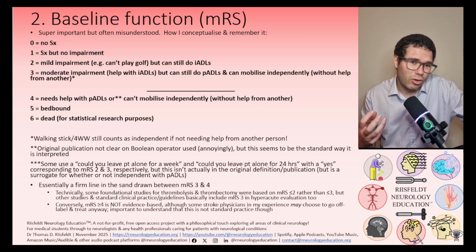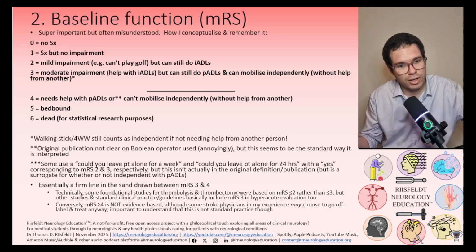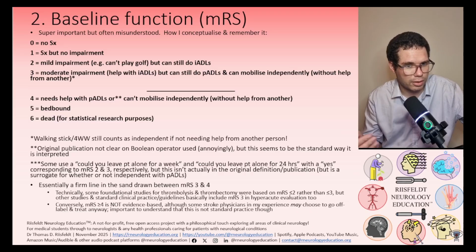I find it confusing to some extent. I don't think it really helps that much. But really what this is getting at is: is the patient able to do instrumental activities of daily living, and are they able to do personal activities of daily living? So if you can leave someone alone safely for a week, then they're fine with their ADLs. Otherwise, you couldn't leave them safely for a week.